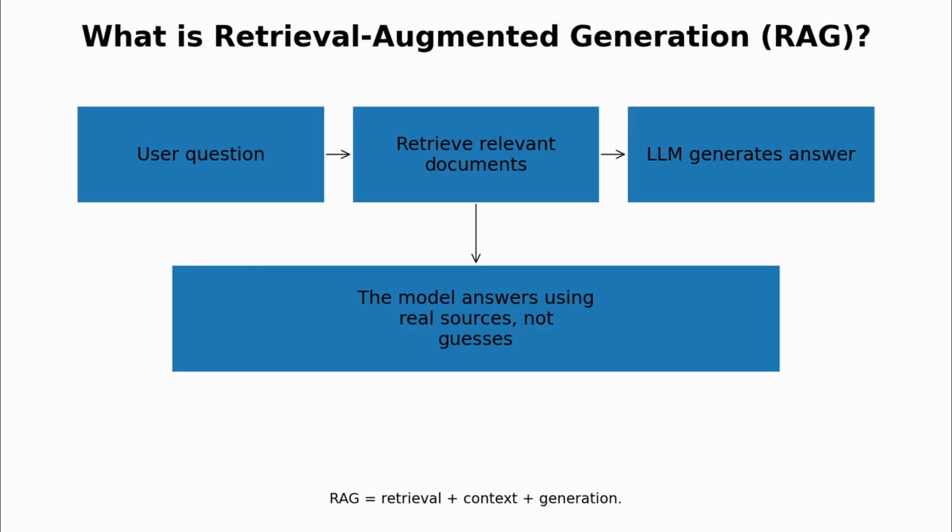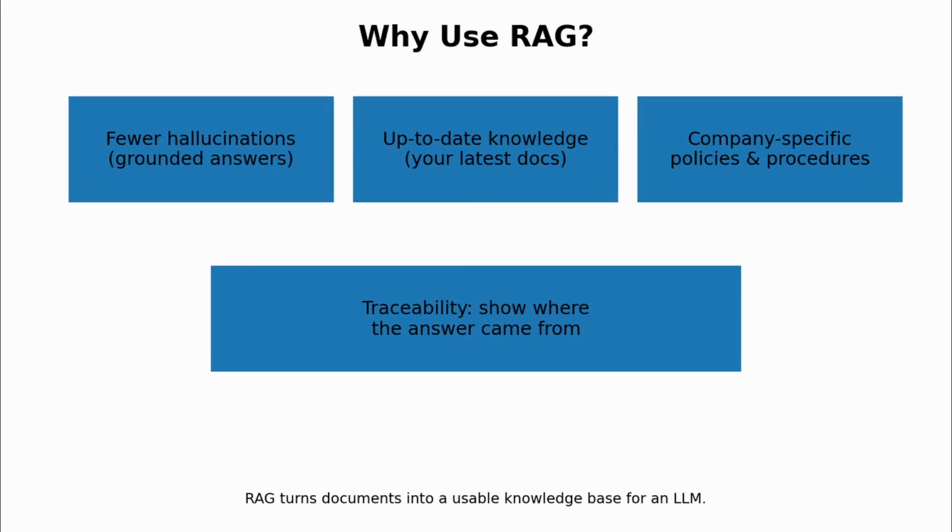That difference changes everything. It means you can build an assistant that knows your organization's policies, your product documentation, or your research notes, even if those documents were created yesterday. The LLM itself might not have been trained on your content, but RAG lets it use your content at the moment it answers. The most common reason people adopt RAG is trust.